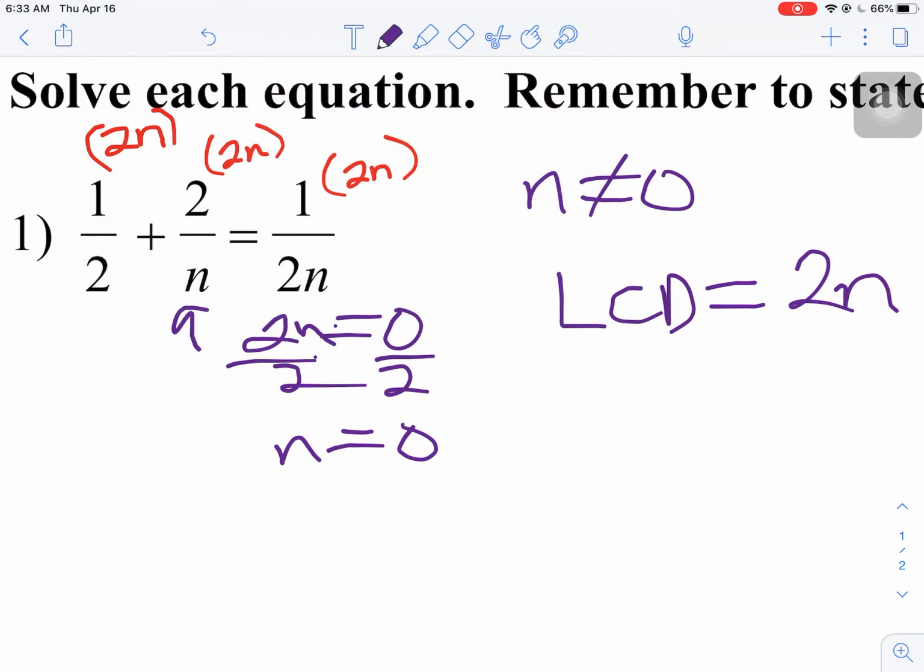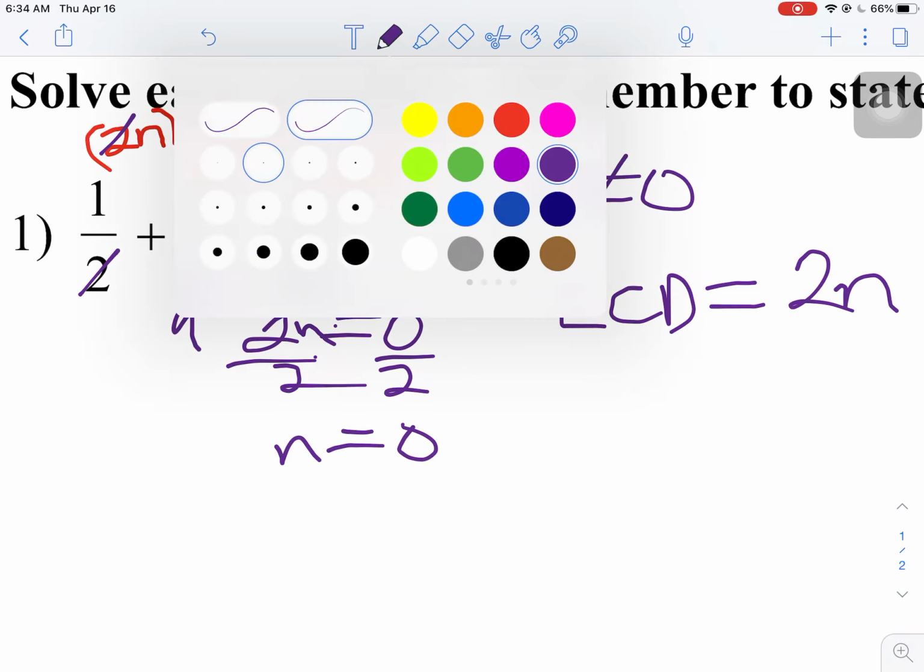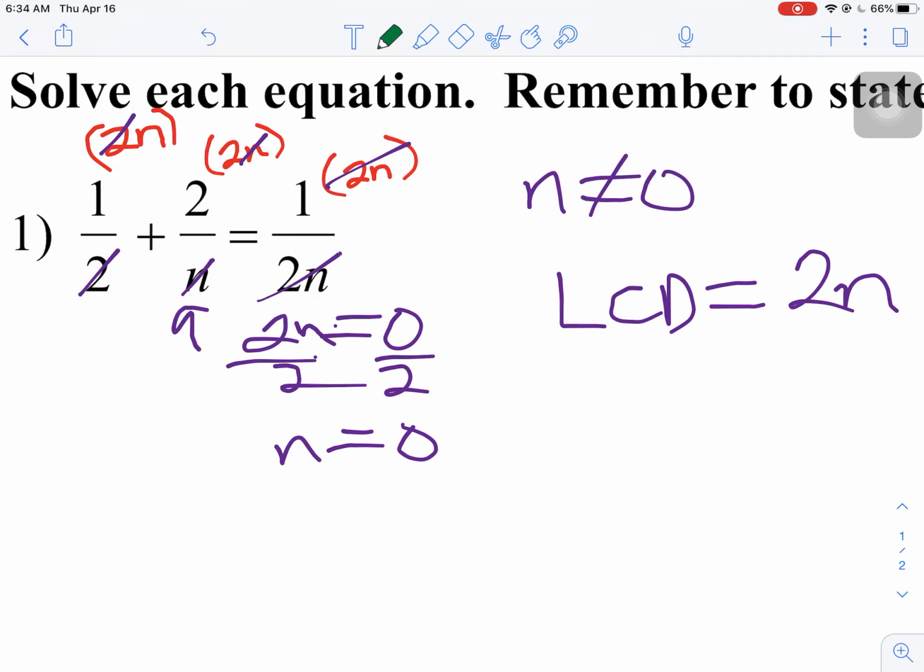So let me switch my colors up. 2 divided by 2 cancels out. n divided by n cancels out. And then 2n divided by 2n cancels out. So as far as the leftovers, in that first fraction, 1 times n is n. 2 times 2 is 4. 1 times 1 is 1. Because remember, the 2n canceled out completely, so there's just a 1 left over in that far right fraction. And then solve like normal.